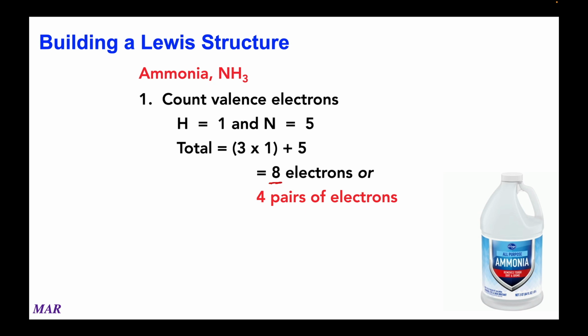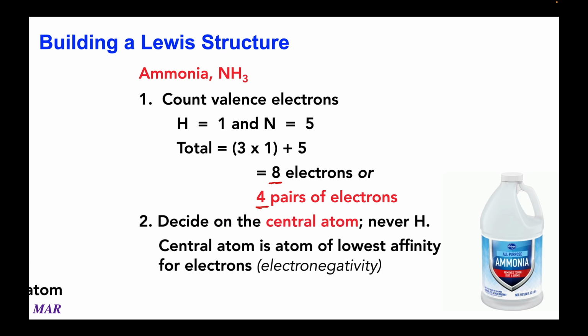And if you divide that number by 2, it tells you that there's a total of 4 pairs of electrons. So we have 4 pairs of valence electrons to place around the NH3. And that's the first step you want to do. Now, the next thing you want to do is figure out what the central atom of the molecule will be. And the punchline, it's never going to be hydrogen. So for NH3, that makes it obviously nitrogen because it can't be hydrogen.